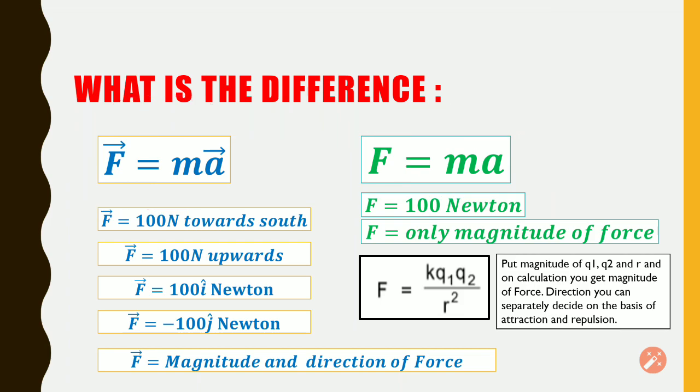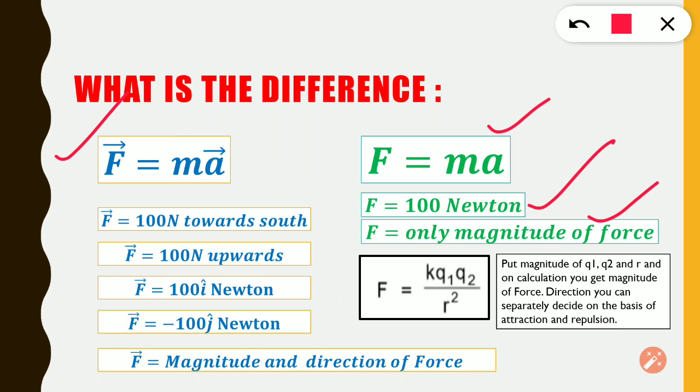But the first formula contains a vector sign, which means it contains direction along with the magnitude. In the second case, it is only about the magnitude of the force. 100 Newton is calculated, done. The work is over. Only magnitude of force. That's it. F equals ma without vector sign is over. You can say this formula can calculate only the magnitude of the force.